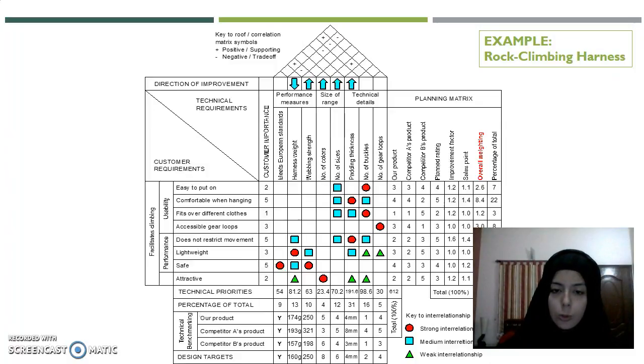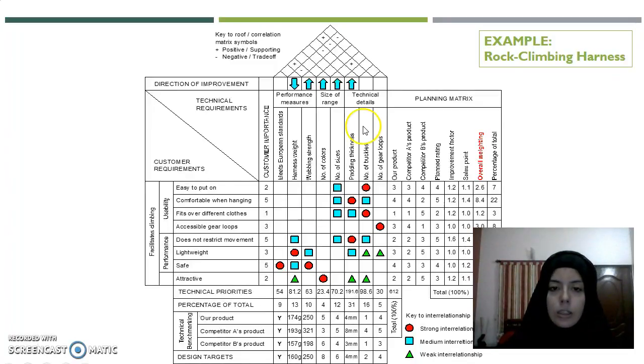Now, in ranking the house, you see the components that you are offering to the consumer, how important are they for you? How important is meeting European standards for you? How important is it for you to give them a variety of colors and sizes? And how important are the number of buckles or the number of gear loops in your product? So you measure the importance of the house. You rank the house according to how important they are to you.